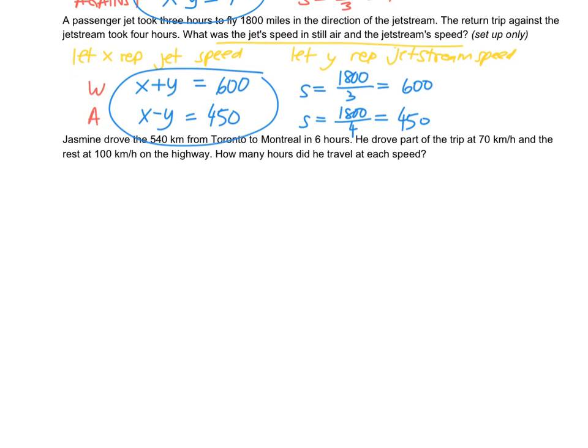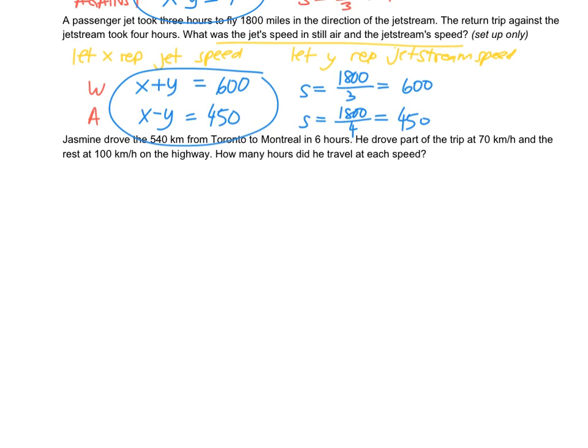Now let's try one more distance, speed, time scenario. And this one is about driving or flying, canoeing, whatever, swimming at different speed intervals. So Jasmine drove the 540 kilometers from Toronto to Montreal in 6 hours. She drove part of the trip at 70 kilometers per hour and the rest at 100 kilometers per hour on the highway. How many hours did she travel at each speed?